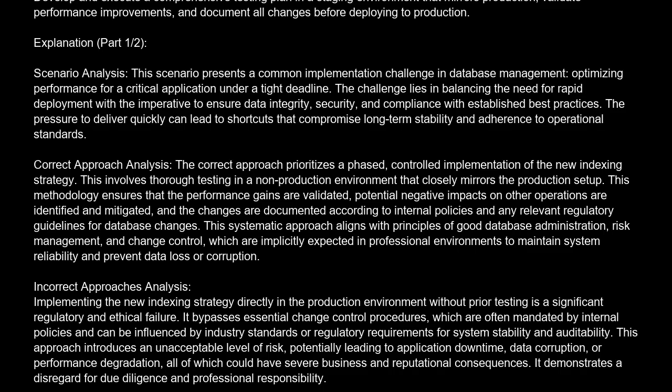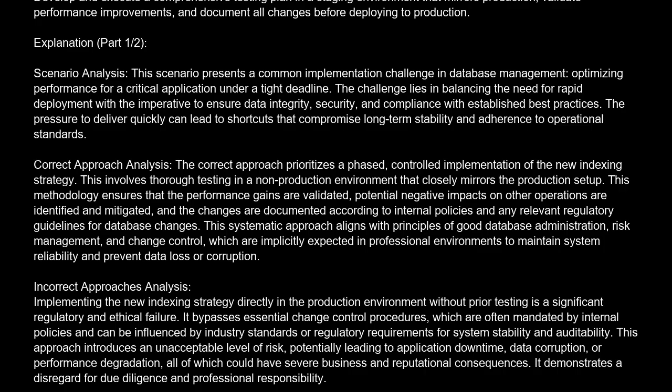The correct answer is A. Develop and execute a comprehensive testing plan in a staging environment that mirrors production, validate performance improvements, and document all changes before deploying to production. Explanation: scenario analysis. This scenario presents a common implementation challenge in database management, optimizing performance for a critical application under a tight deadline. The challenge lies in balancing the need for rapid deployment with the imperative to ensure data integrity, security, and compliance with established best practices. The pressure to deliver quickly can lead to shortcuts that compromise long-term stability and adherence to operational standards.